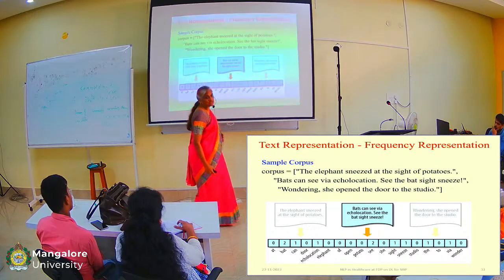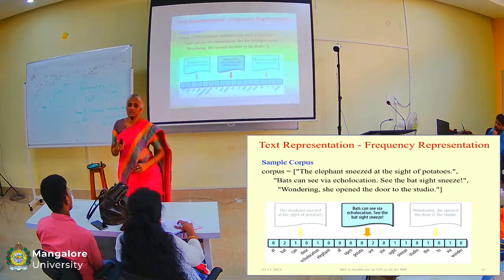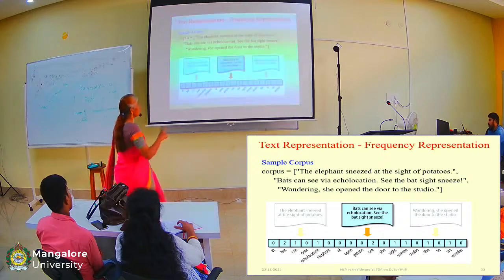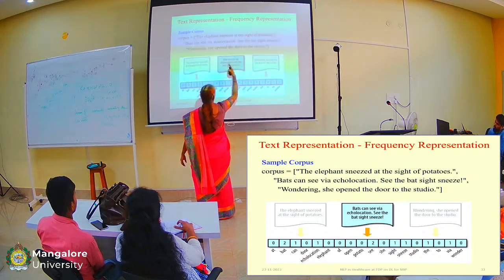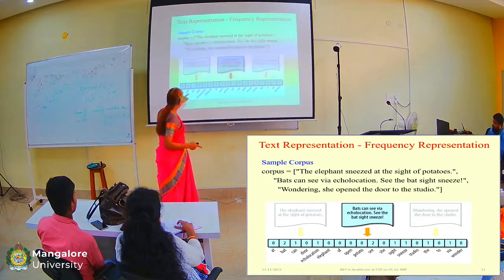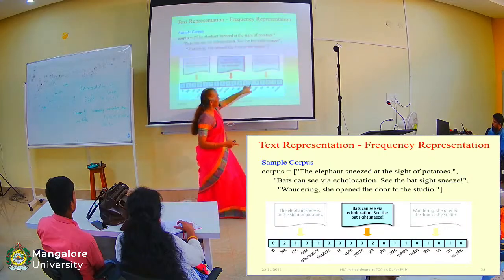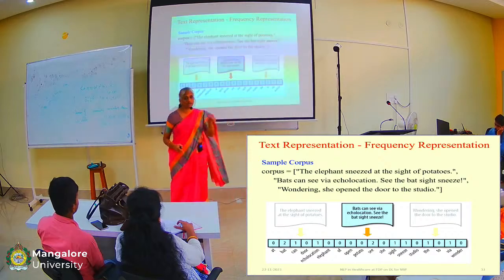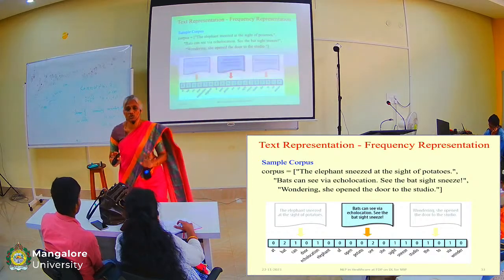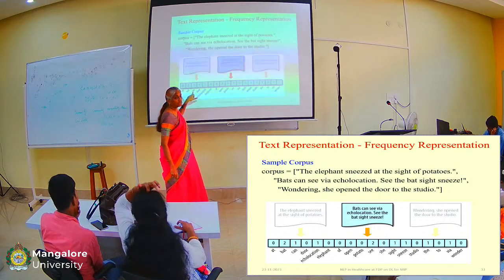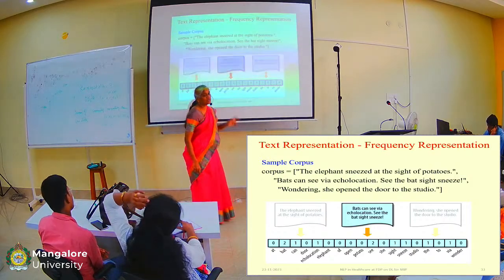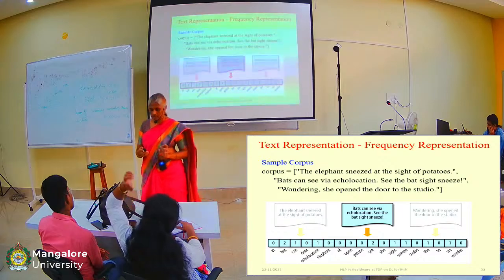So frequency representation. What is term frequency? Term frequency, how many words are there? 1, 2, 3, 4, 5, 6, 7, 8, 9, 10 words are there. Divide this by 10. Right? Divide all the non-zero values by 10. 0 anyway will remain 0. The rest you divide by 10. Why 10? Because there are 10 words. That becomes a term frequency matrix.